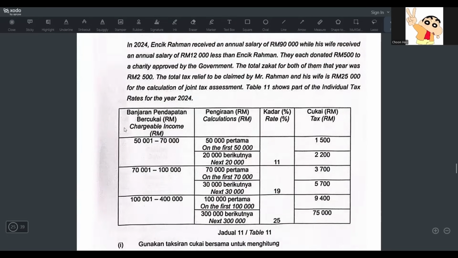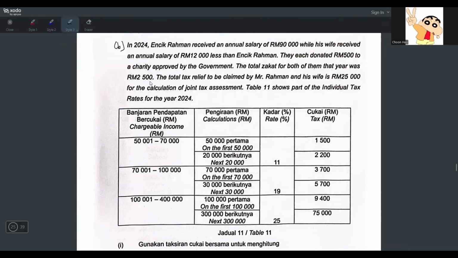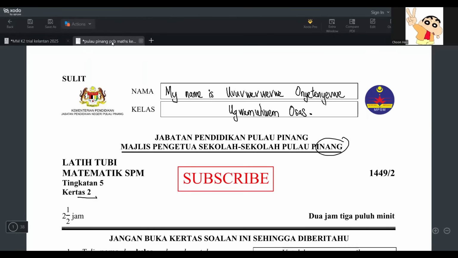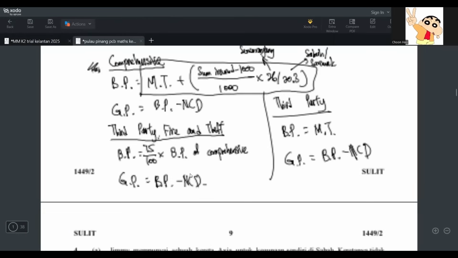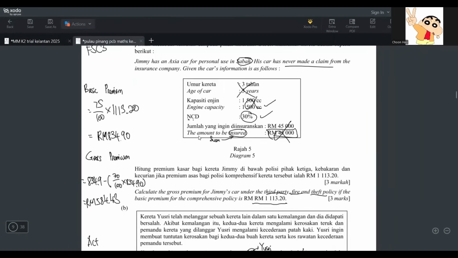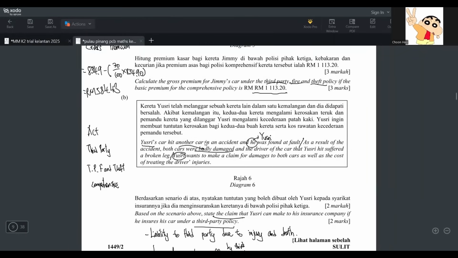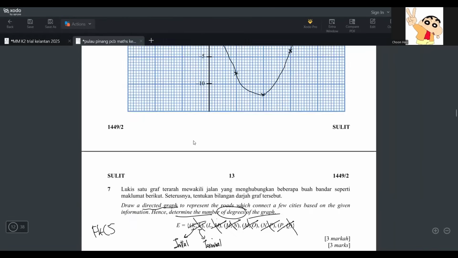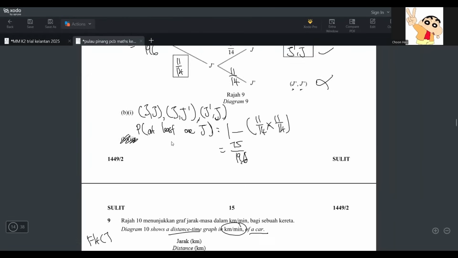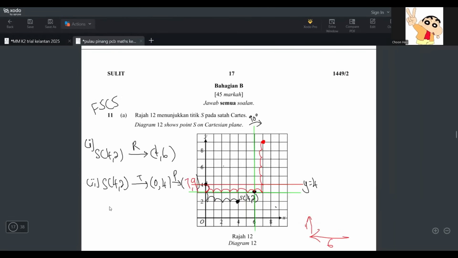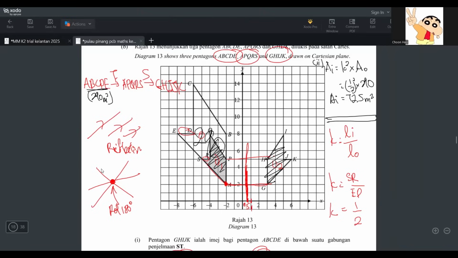Okay, let's do B. This one is income tax. Yeah, because I see chargeable income already. So I need to give you the income tax formula, but I will just open the Penang set and show you from the Penang set, because Penang also got one question about income tax. So let me just open it. I forgot where is it, but we'll find it eventually. Okay, where is it? Income tax.